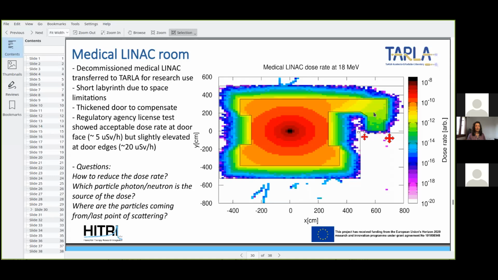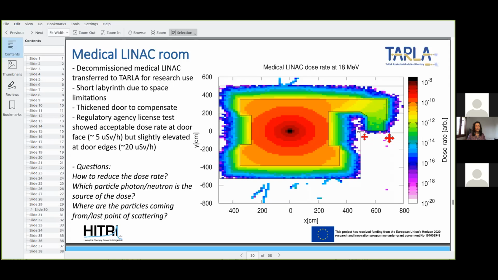So the thickening of the door worked at the face of the door, that was measured at about 5 microsieverts per hour, which is fine for radiation workers. But at the corners, it went to about 20, and at certain points, it went to about 40 microsieverts per hour, which would be unacceptable even to radiation workers. Now, of course, here we could have done many things, like we could have cordoned off this area, but it turned out that this dose rate comes from neutrons, and neutrons are often difficult to deal with and even difficult to measure.